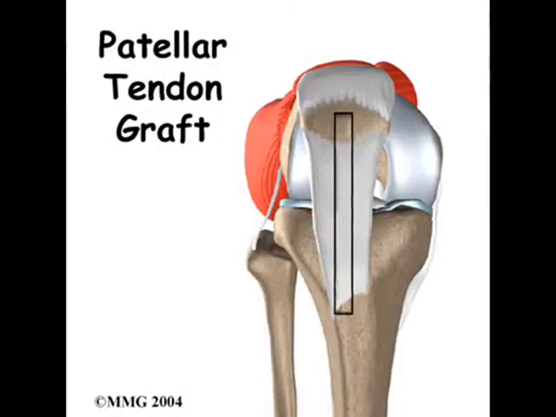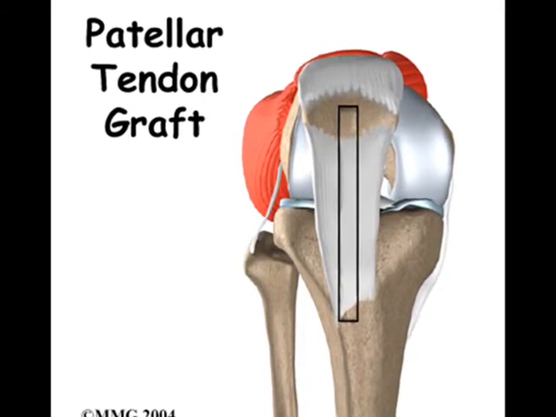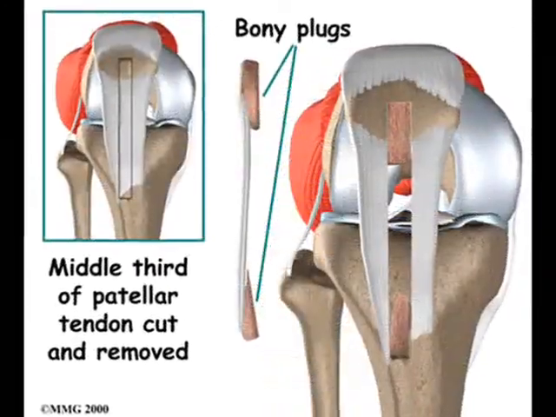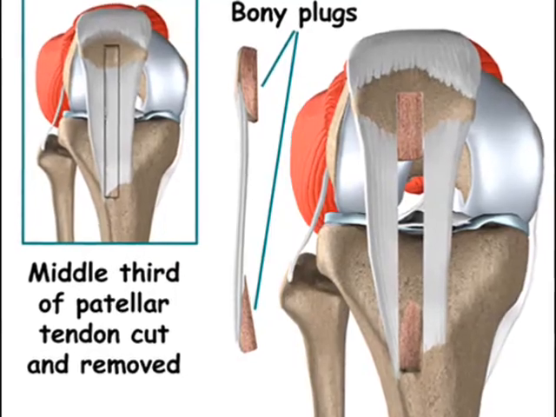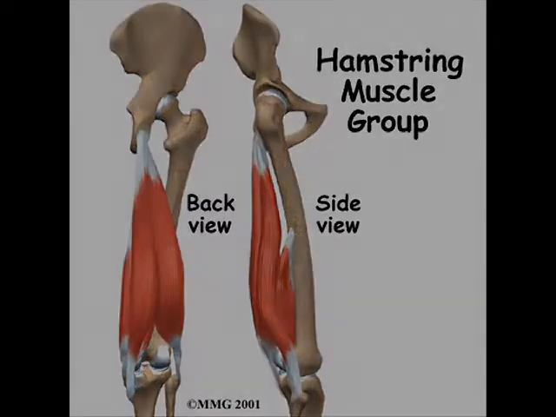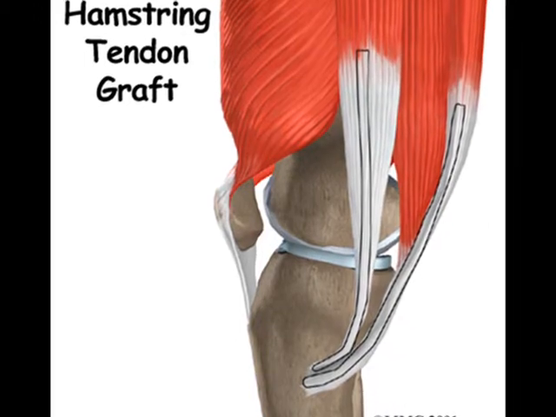In addition, there are 2 main types of reconstructive surgery. The first type of surgery is patellar tendon replacement. In this procedure, a part of the tendon on the front of your knee that connects your kneecap to your shin bone, called the patellar tendon, is used to repair your torn ACL. The other option for surgery is a hamstring tendon replacement. In this procedure, a tendon from one of your hamstring muscles on the back of your leg is used in place of the torn ligament.